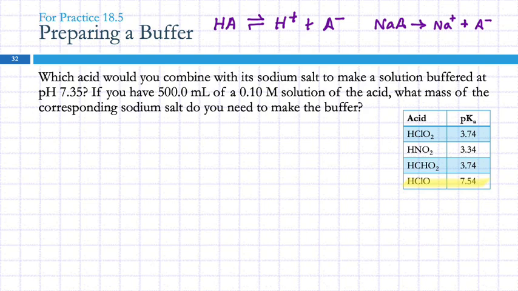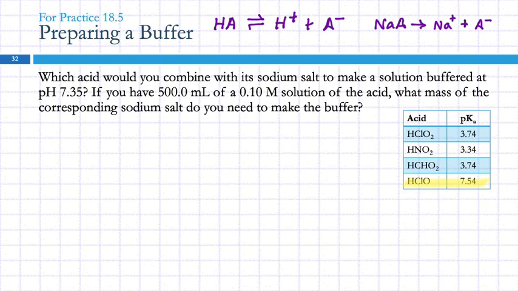And we want a pH of 7.35. So this tells us we have 500 milliliters of a 0.1 molar solution of this acid. We need to know what base concentration I need for the pH to be 7.35, because I need to know what base concentration I'm looking for before I can calculate the mass of salt that I should add to make it that. And we can use the Henderson-Hasselbalch equation to help us figure this out.